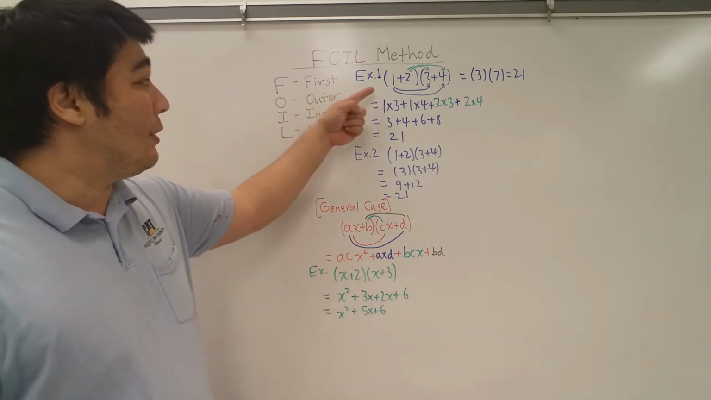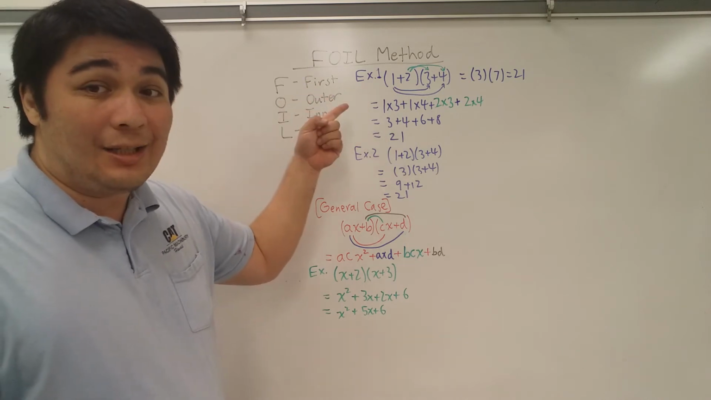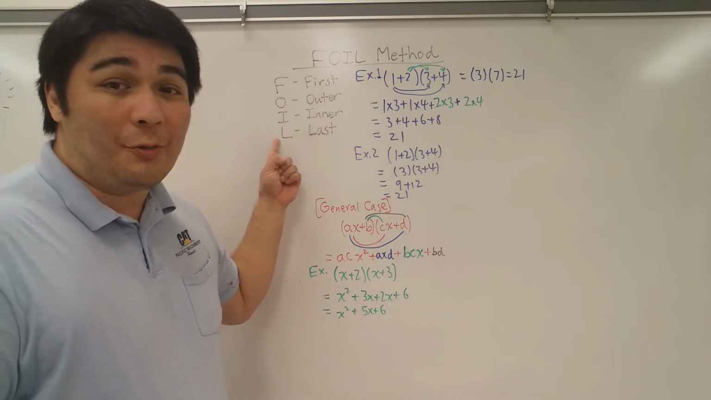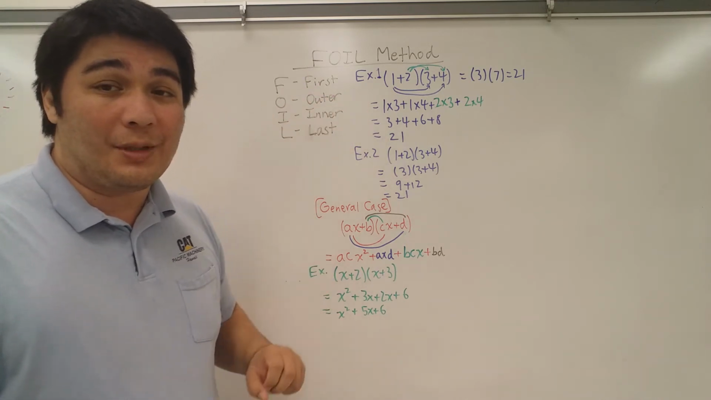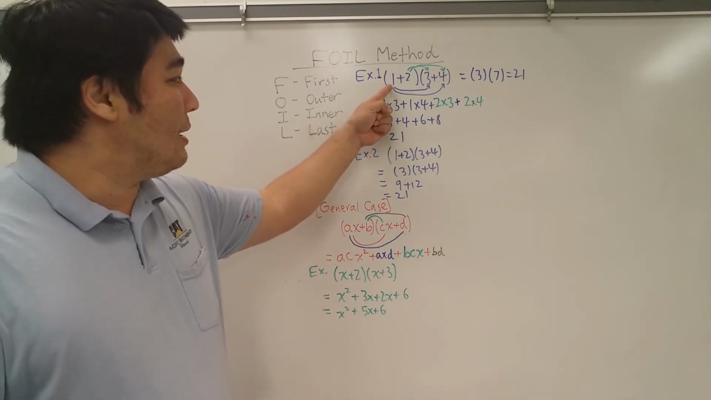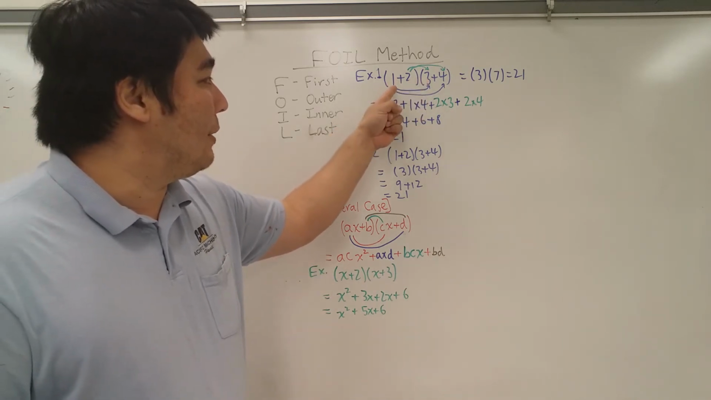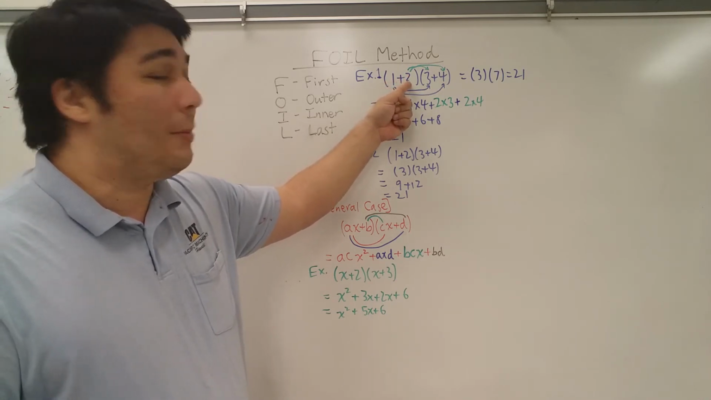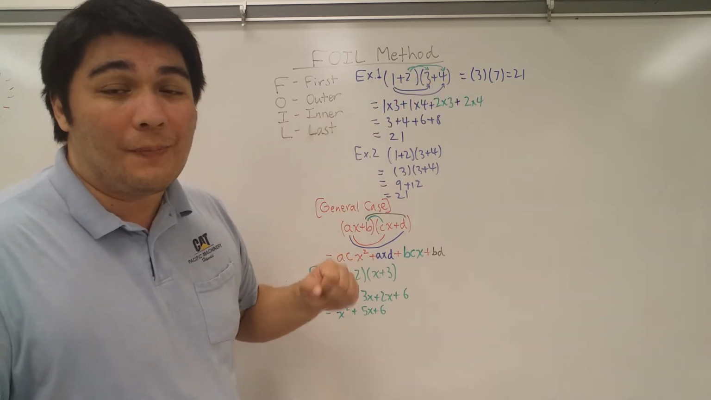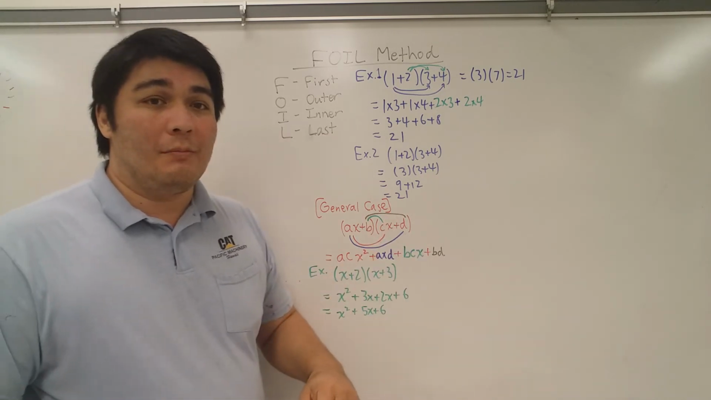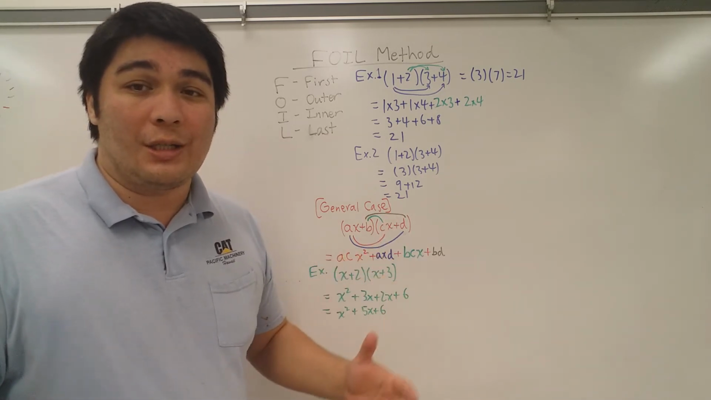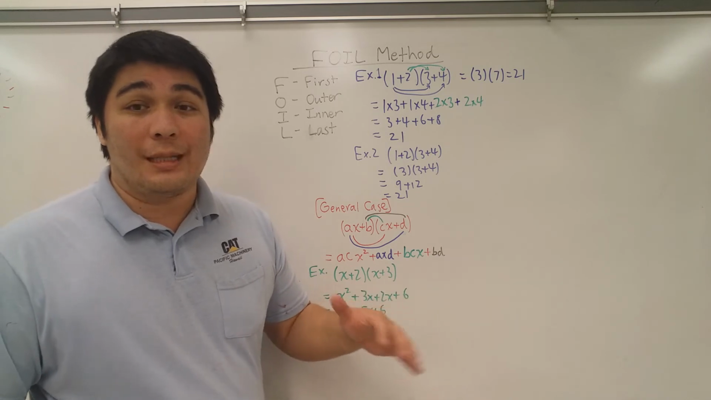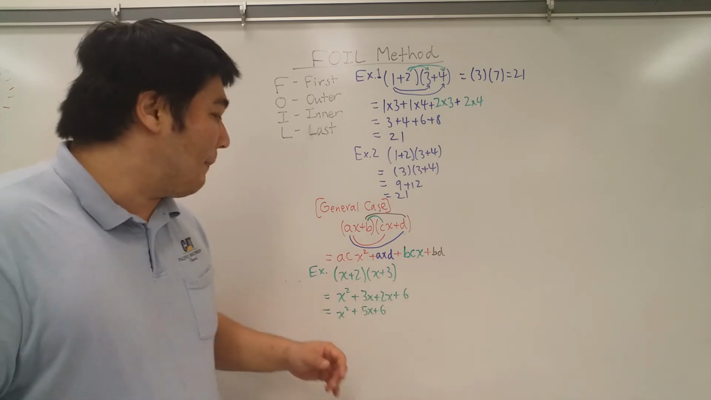In fact, if you look at what I did over here, FOIL is essentially the distributive property done twice. I took this term and distributed it to the 3 and the 4, and then I took the second term and distributed it to the 3 and the 4 as well. So that's something to think about if you're looking for the origins of how FOIL works. It's basically the distributive property.